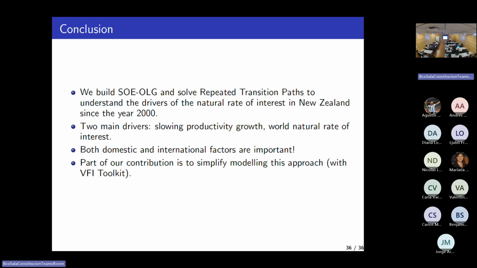Okay, so summing up, we build this small open economy OLG model. We solve these repeated transition paths because we want to understand what the drivers of the natural rate of interest in New Zealand are. Since the year 2000, we found two main things: slowing productivity growth and the world natural rate of interest. One is domestic, the other one is international. And if you want to do this, we've made the code a bunch easier. All right, that's it. Thank you all very much.